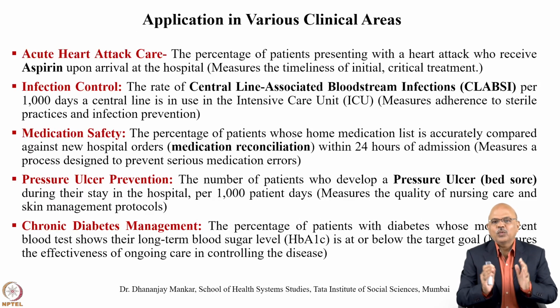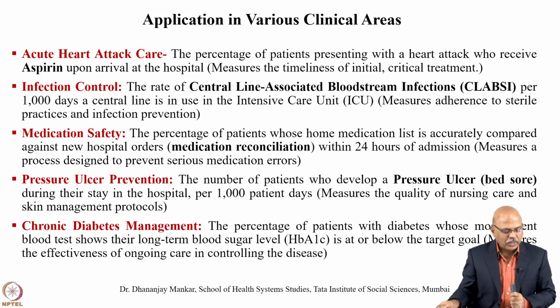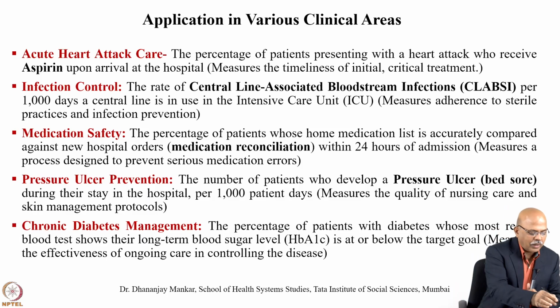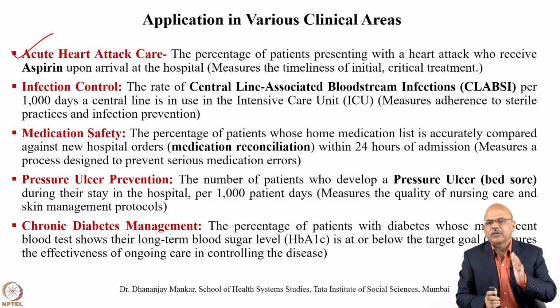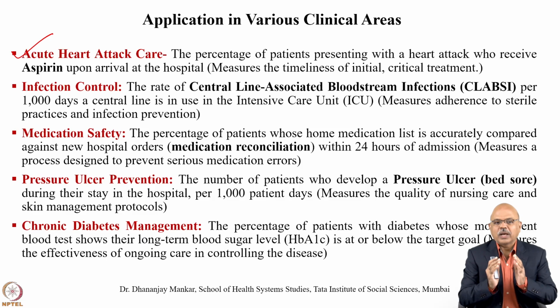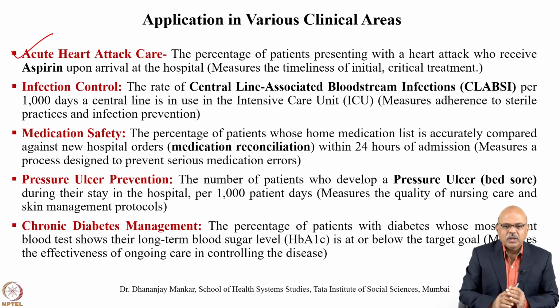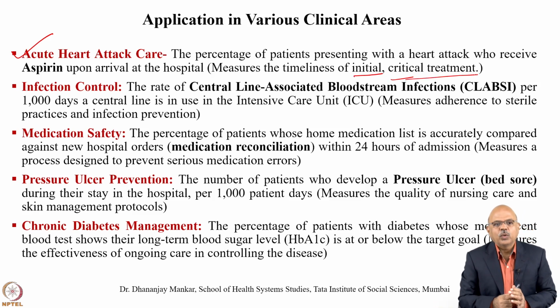Now, application in various clinical areas, which is very interesting to see with the examples I am trying to portray over here. What are the application-based parts of this? You find acute heart care, where the first example is giving the percentage of patients presenting with heart attack who receive aspirin upon arrival at the hospital. So what are the things? It measures the timeliness of the initial and critical treatment part, where you may find that the acute heart attack care is being settled with the application of these clinical areas.